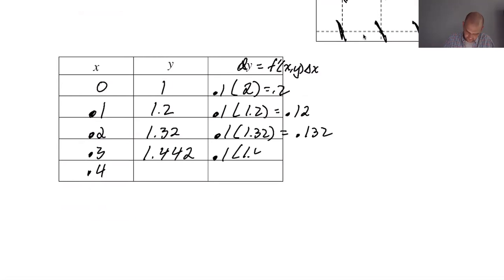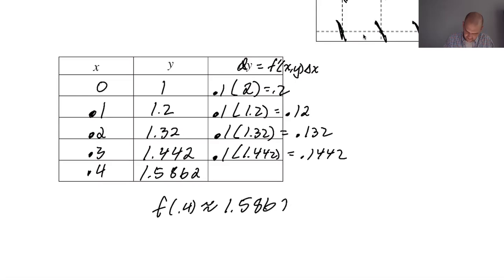So 1.442, which is 0.1442. Then I have to add them. Oh good, 1.5862. So I think f of 0.4 is approximately 1.586. Well, 1.586. 3 decimals.